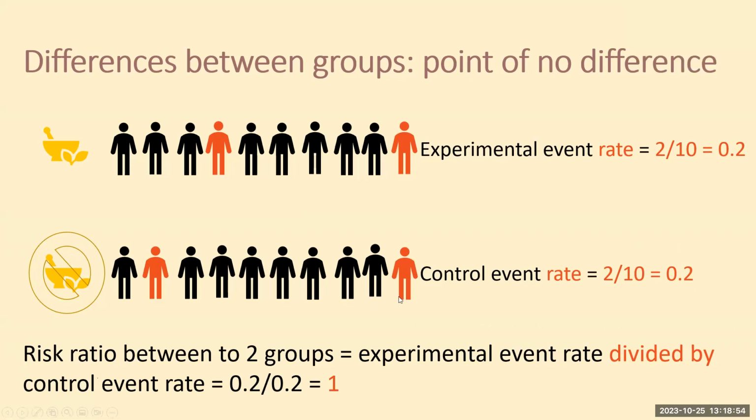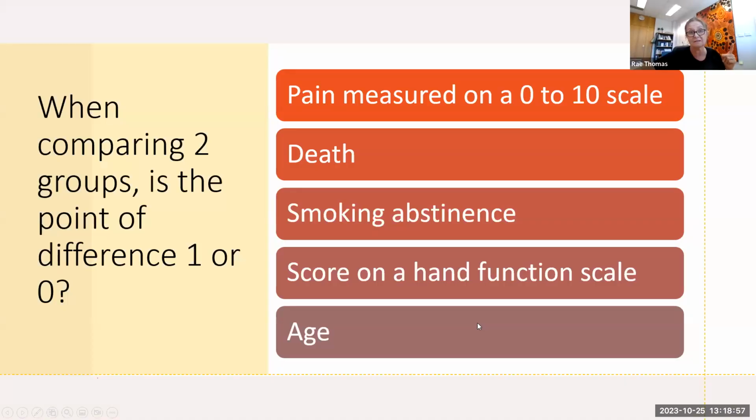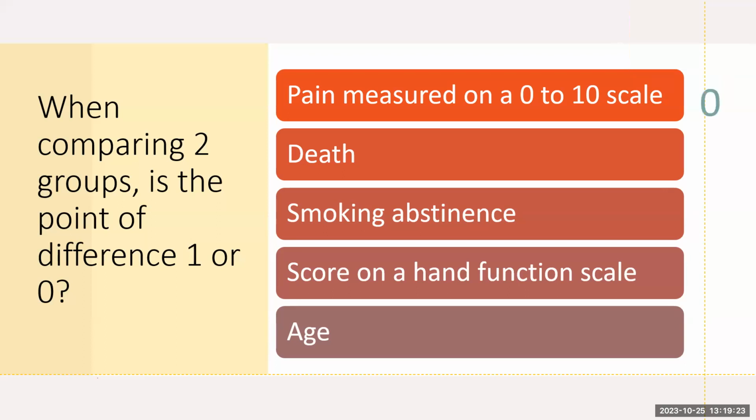That one's good too. All right, I'm going to test you then. Same slide, all right? We know it's continuous versus dichotomous. You've already told me that. So I've got pain measured on a 0 to 10 scale. If I'm looking at the difference between two groups on this, what is the point of no difference that I might be looking for? 0 for pain, the first one. 0. Right, 0.